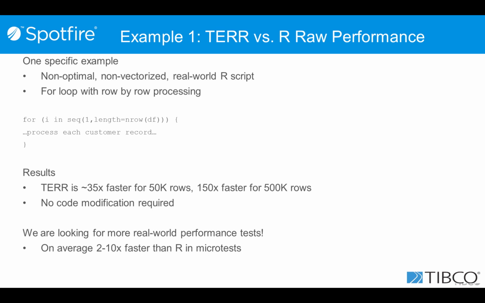We run lots and lots of micro tests, which are individual operations on TERR versus R, where on average those micro tests are 2 to 10 times faster. But again, it really depends on the kind of individual operation and the size of the data. If you'd like more information on relative performance and our memory management, one of the TERR engineers presented at UseR 2013 in detail on this, and that information is linked off our community site. So that's where you can get a little bit more information on that.